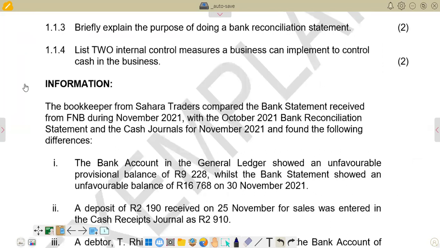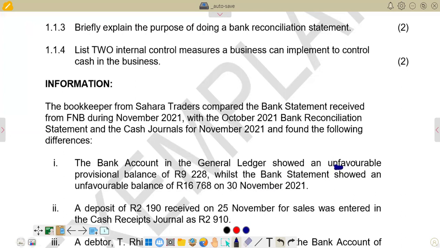On the information, it says the bookkeeper from Sahara Traders compared the bank statements received from FNB during November 2021 with the October 2021 bank reconciliation statement and the cash journals for November 2021, and found the following differences. The first information says the bank account in the general ledger showed an unfavorable provisional balance of 9,228 rands, while the bank statement showed an unfavorable balance of 16,768 rands on 30th November 2021. So what does it mean? We are concerned about the opening balance of the bank account, remember? The bank account in the general ledger showed an unfavorable balance.